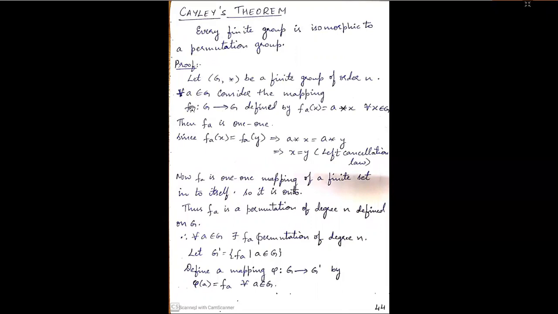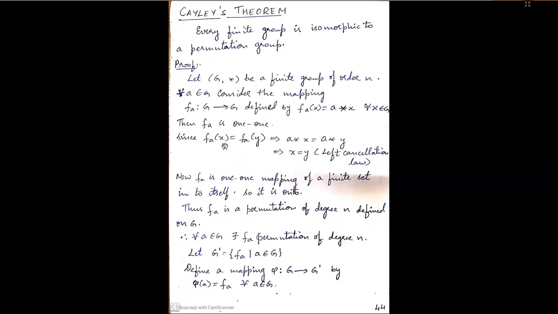Since for every a in G I have assigned f_a, there are as many mappings of f as the order of G. So how many elements of G are there? Those many mappings I can form with this kind of mapping: f_a from G to G defined by f_a(x) = a * x for all x belonging to G. Then f_a is 1-1.